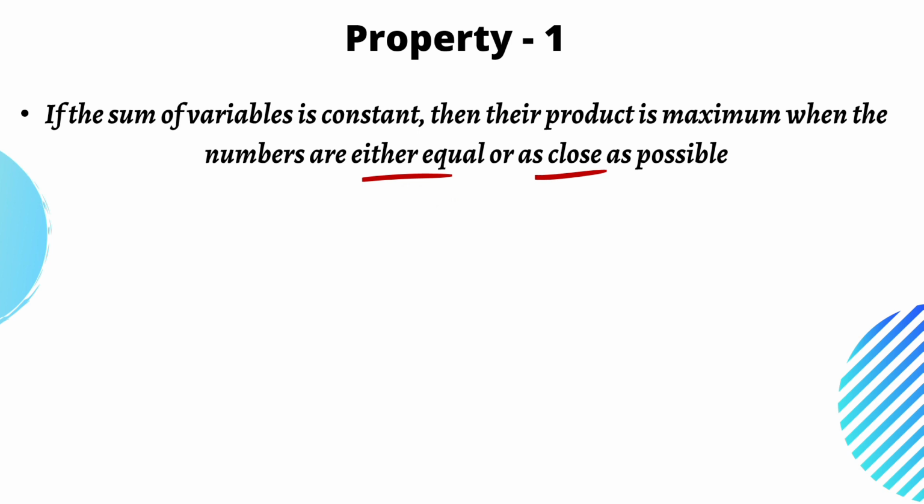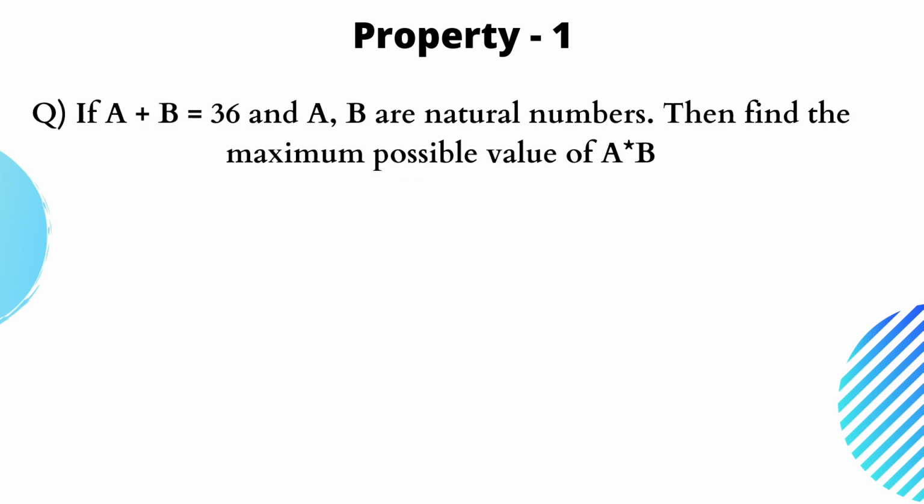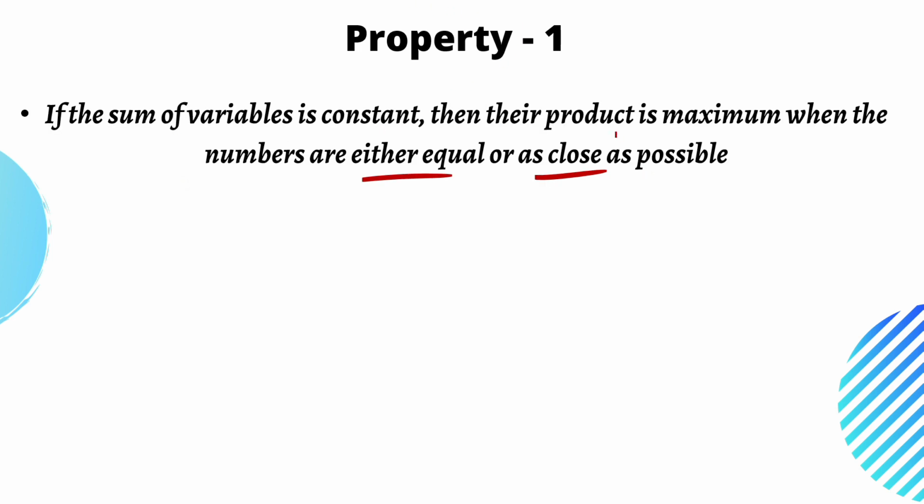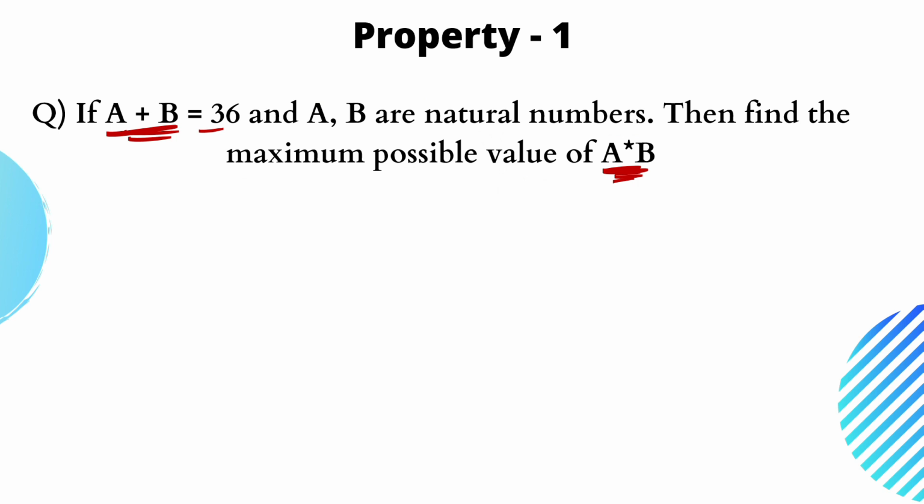Let us take an example so that you will understand this property better. So let us solve this. If a plus b is equal to 36 and a and b are natural numbers, then find the maximum possible value of a into b. Here the sum of variables is given, and we are asked to find the maximum possible value of the product a into b. So we shall apply this. Here what is the condition? The product is maximum when the numbers are either equal or as close as possible.